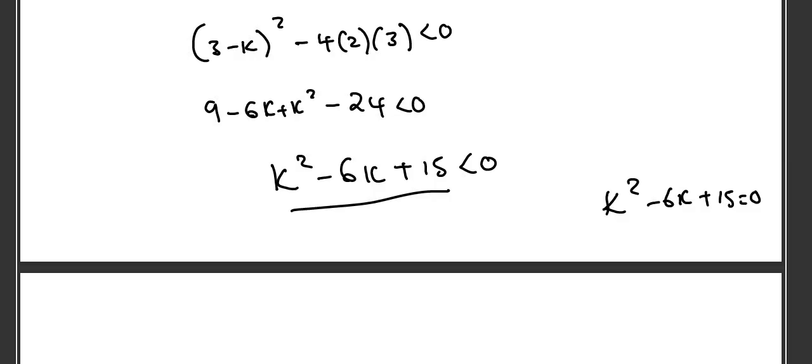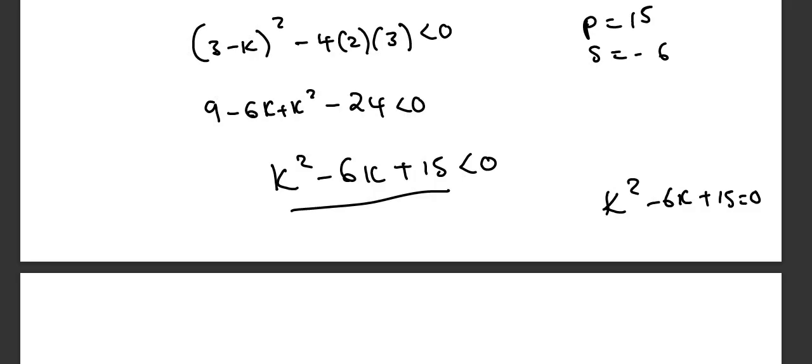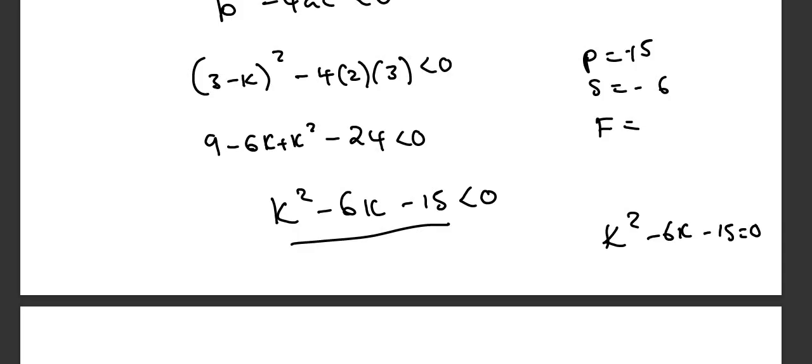So when you try to solve this, the product there is 15. The sum is negative 6. So what numbers can we multiply to give us 15 and then add them to give us 6? Okay, so we are getting our product to be negative 15, because of a being 1, our c being negative 15, because 9 minus 24 is negative 15.